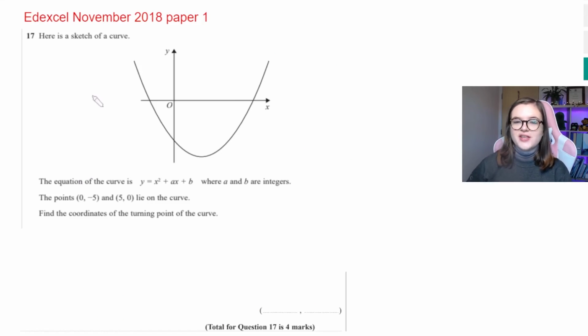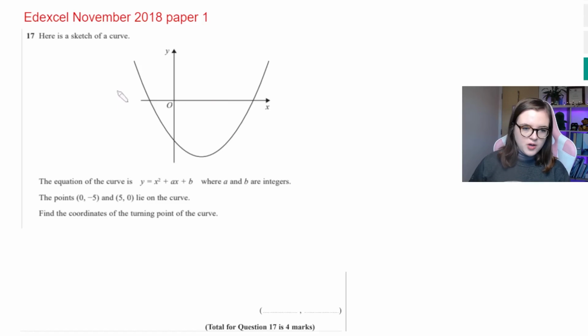Okay, last question then. We have the Edexcel November 2018 paper 1. So pause it, have a go, see how you get on. Okay, then so question 17. Here is a sketch of a curve. The equation of the curve is y equals x squared plus ax plus b, where a and b are integers. The points (0, minus 5) and (5, 0) lie on the curve. Find the coordinates of the turning point of the curve.